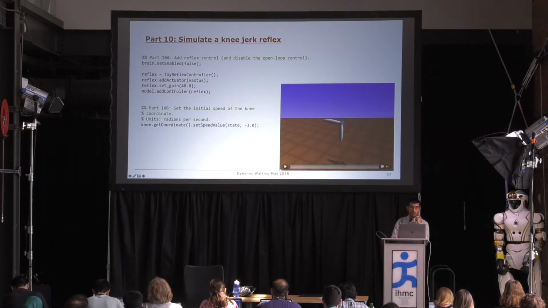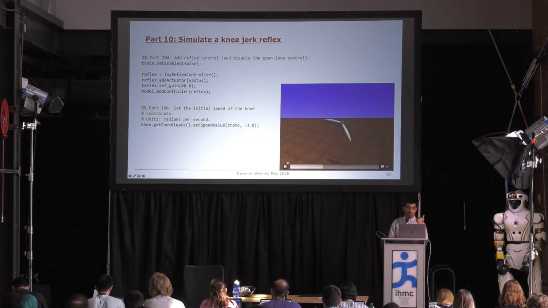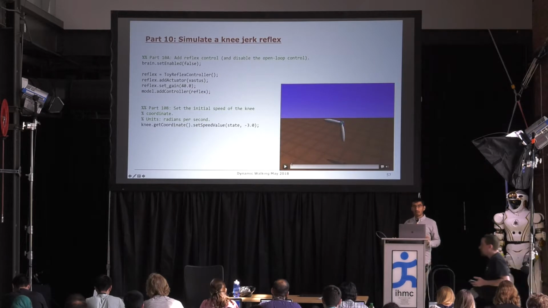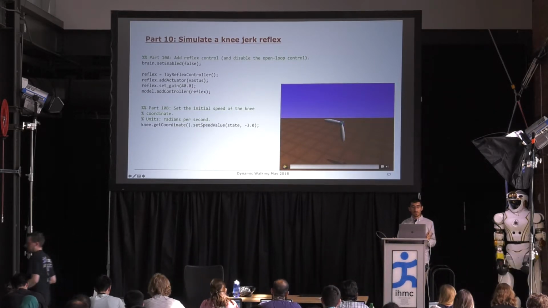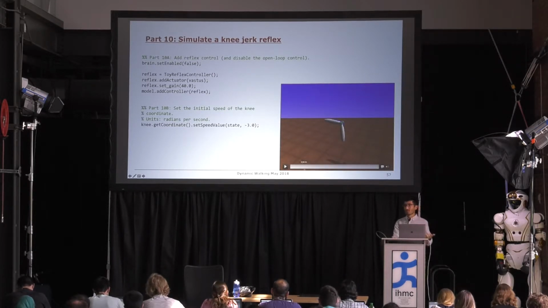Now, once you've done that, if you simulate, you should get the following. So I'll play that again. Initially, the knee flexes because we've set an initial speed, but very quickly you see the muscle lights up and turns red, and that's the reflex controller kicking in. Literally kicking in.